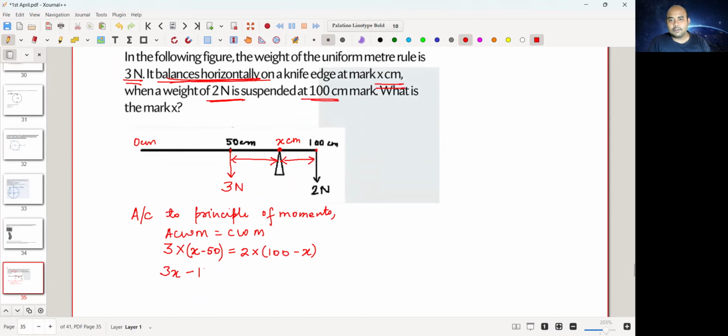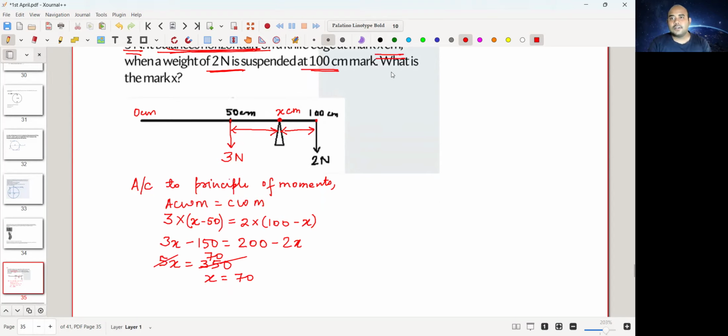3X minus 150 is equal to 200 minus 2X. You bring this minus 2X on the left side. So it gives you 5X. 3X plus 2X is 5X. Similarly, this minus 150 goes on the right side and it becomes plus 150. So 200 plus 150 is 350, right? Now we cancel here. 5 7s are 35. So we get X value is 70. So that is what we need to find.